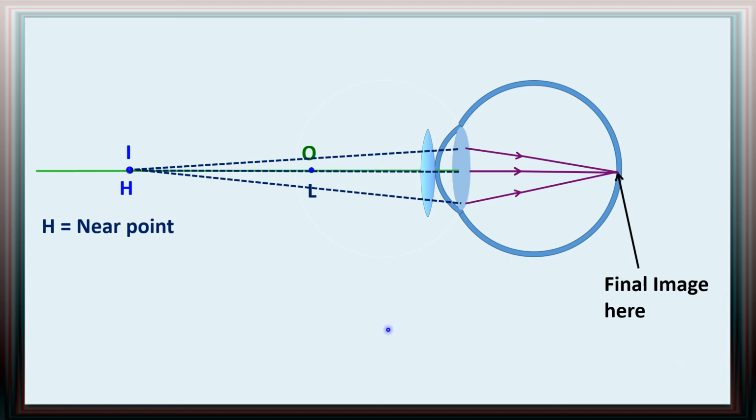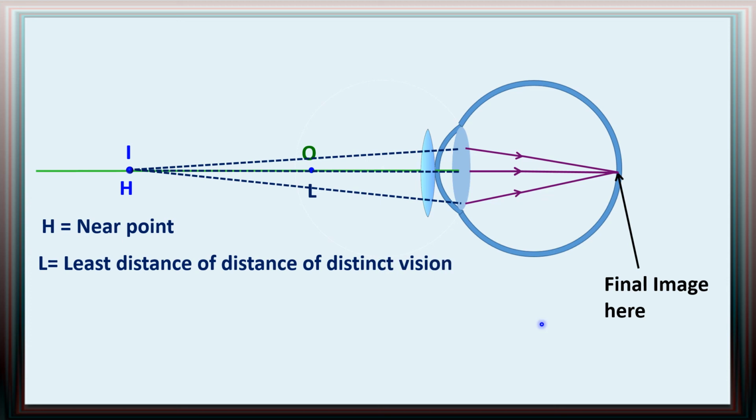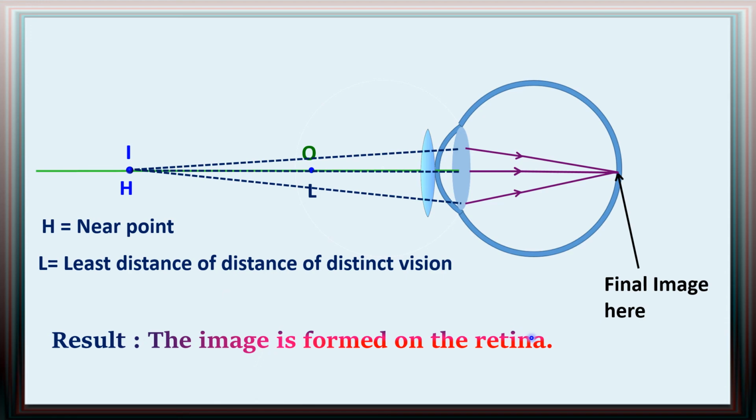So H is the near point. What is L? L is the least distance of distinct vision point. So here O is the original object. I is the image of the object O formed by this convex lens. Okay, and this image will act as the object for this eye lens, and this eye lens will form the final image on the retina. The image is formed by the convex lens, not the eye lens. Okay, right. So what is the result of this figure? The image is formed on the retina. In this way, we can correct the hypermetropia.